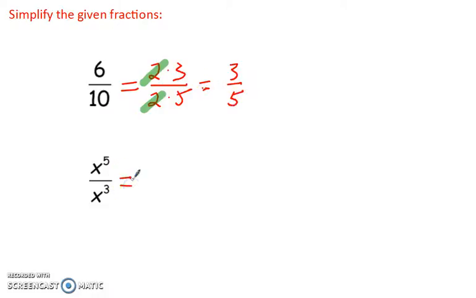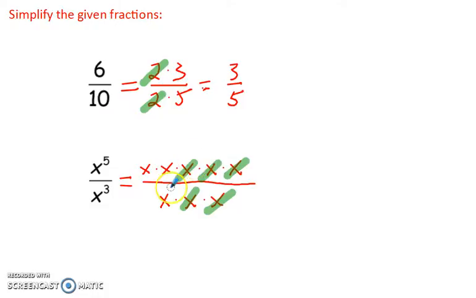Now, at the same time, we can use that rule for variables. X times X times X times X times X, and there's our fifth one, right? That's what X to the fifth really means. And X to the third does the same thing. So if I reduce one at a time, one from the top, one from the bottom each time, I'm left with just X times X, or X squared.